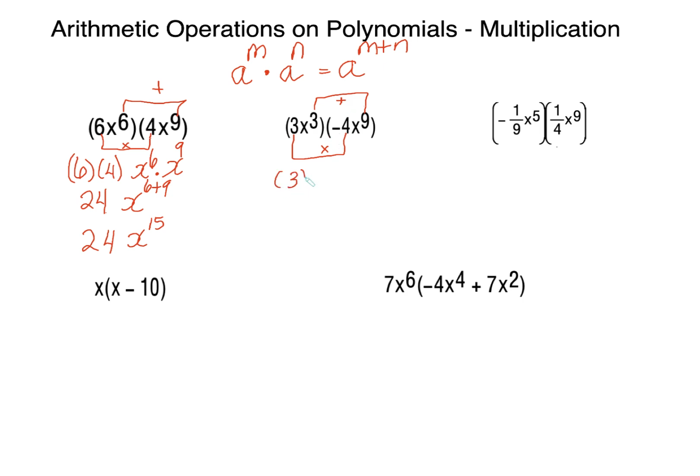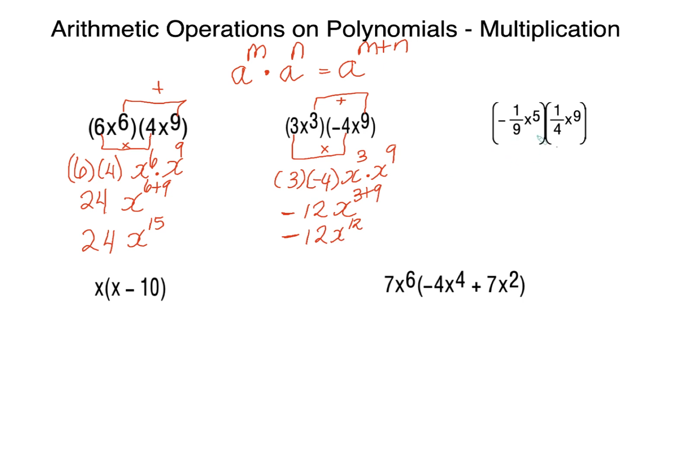So the 3 is going to multiply the negative 4. And remember, when you're multiplying and the signs are different, your answer is negative. And 3 times 4 is 12. X to the 3rd is going to multiply the x to the 9. So you keep your base and you add your exponents, 3 plus 9. So your answer is negative 12x to the 12th power.